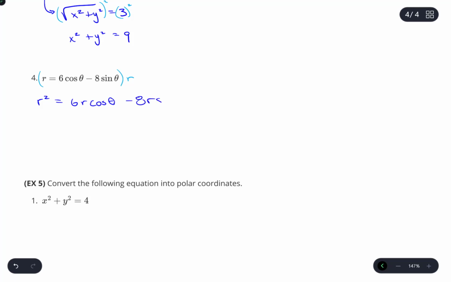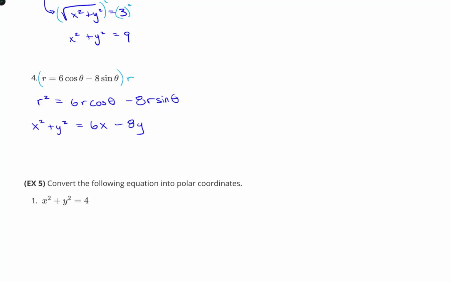And you're free to do either. I'm just introducing both methods just in case you prefer one over the other. But r squared can transform into x squared plus y squared. And then r cosine theta would be x, r sine theta would be exactly y. And in order to identify what type of curve this is, it's in a general form. We need to change it into more of a standard form, and we would do that by, again, completing the square.